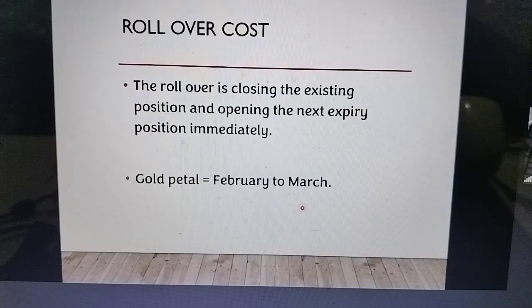Like you have a future, or you have sold a call, or you have sold a put. When it is about to expire, you simultaneously close the position in this month and open the position in the next month expiry. It has to be done immediately. That is important.